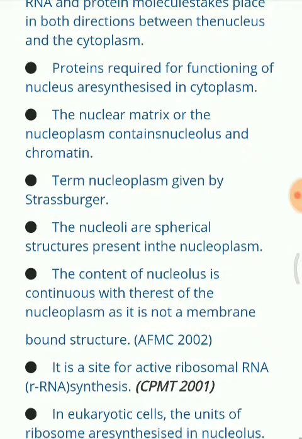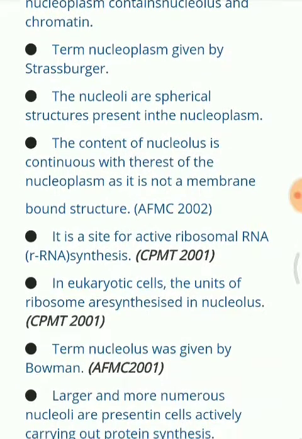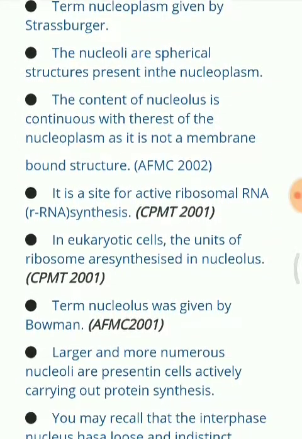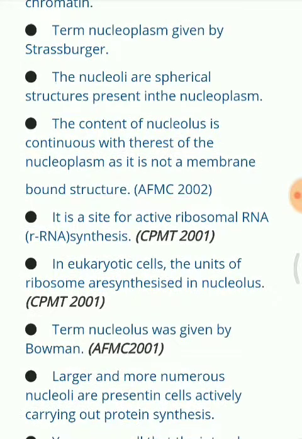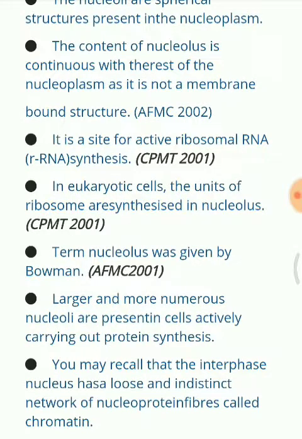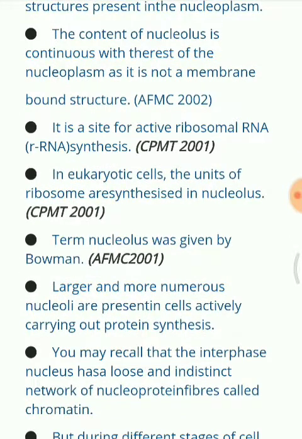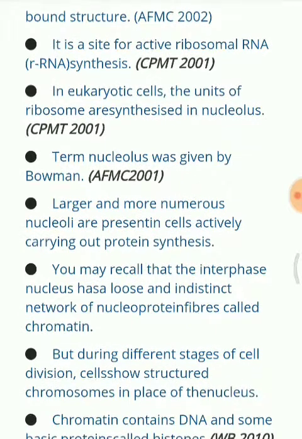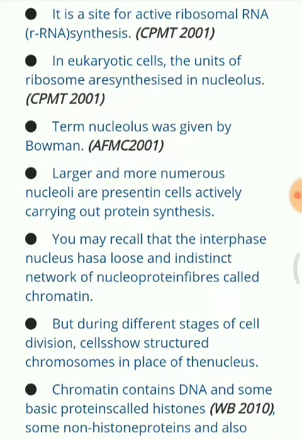Proteins required for functioning of the nucleus are synthesized in the cytoplasm. The nuclear matrix or the nuclear plasm contains nucleolus and chromatin. The term nucleoplasm was given by Strasburger. The nucleoli are spherical structures present in the nuclear plasm. The content of the nucleolus is continuous with the rest of the nuclear plasm as it is not a membrane-bound structure. It is a site for active ribosomal RNA synthesis. In eukaryotic cells, the units of ribosomes are synthesized in the nucleolus. The nucleolus was named by Bowman. Larger and more numerous nucleoli are present in cells actively carrying out protein synthesis.